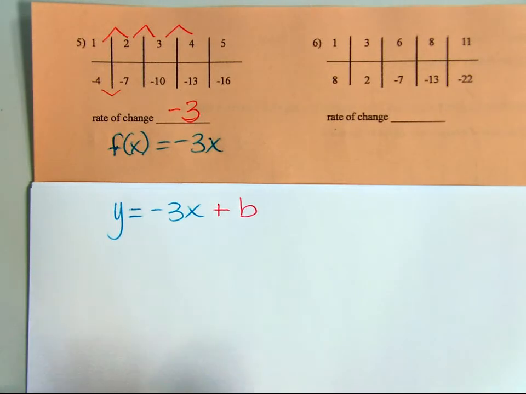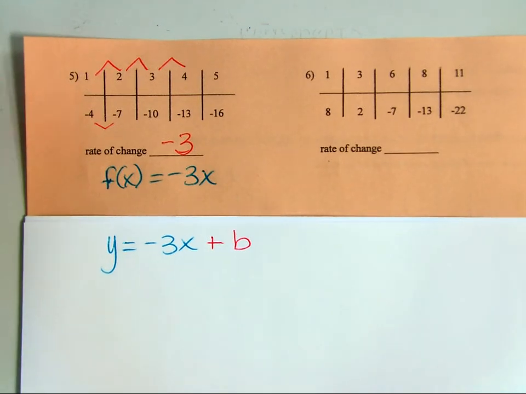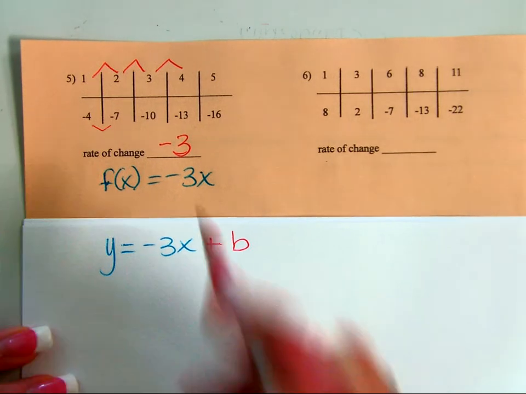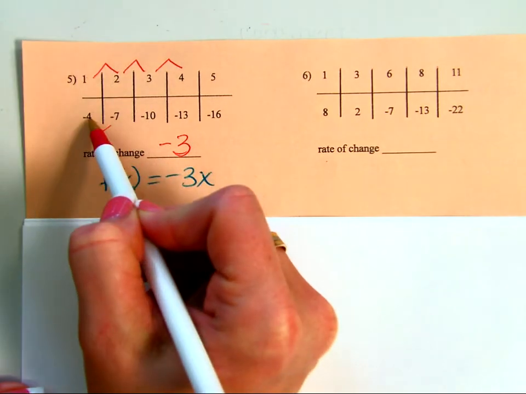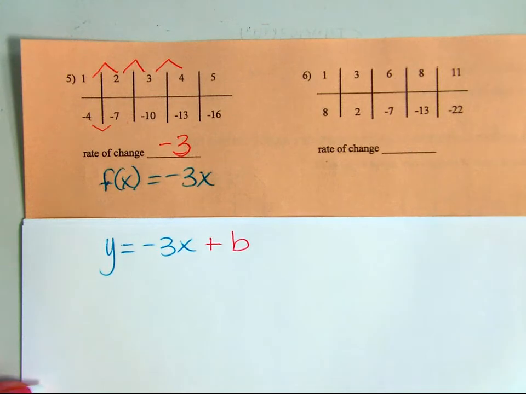Anybody know where I can get my hand on an X and a Y? You've got a whole table of them. Pick whichever one you want. Isn't this 1 comma negative 4? Isn't this 0.2 comma negative 7? Pick whichever one you want. I always just go with the smallest one.